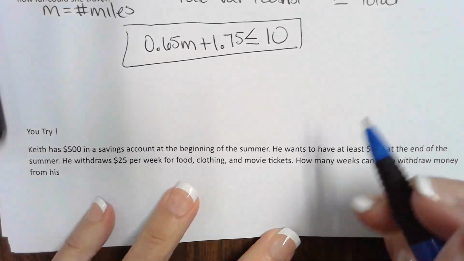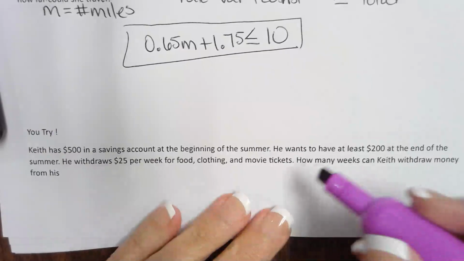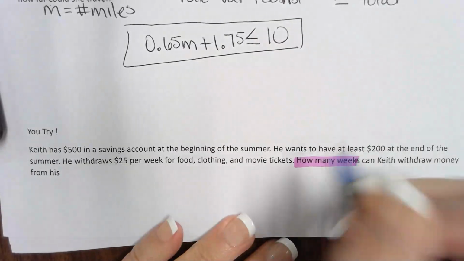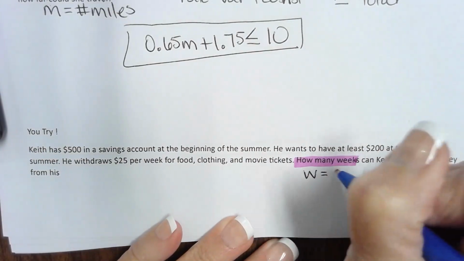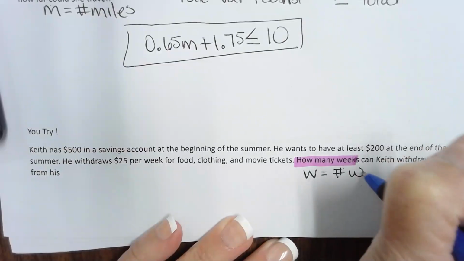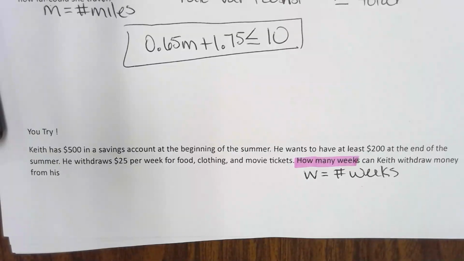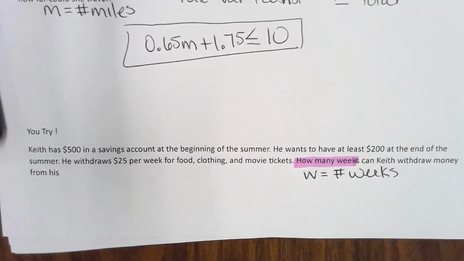I'll set your variable for you. How many weeks? I'm just going to use the W. If you want to use an X, that's fine. W is the number of weeks. There's your variable. Take a minute, see if you can write your inequality. Okay, I need my inequality symbol, and so I need my phrase.